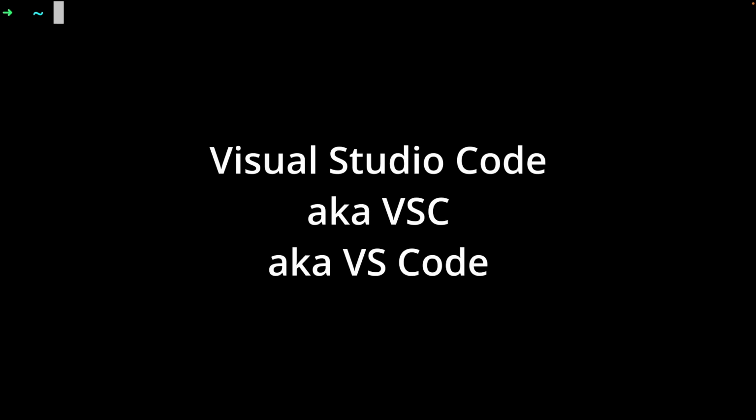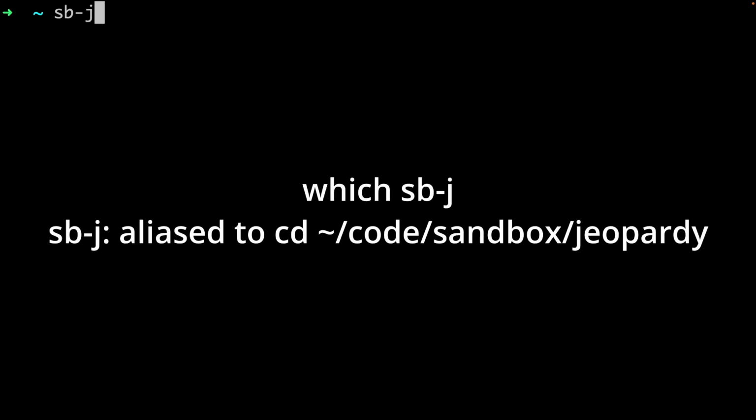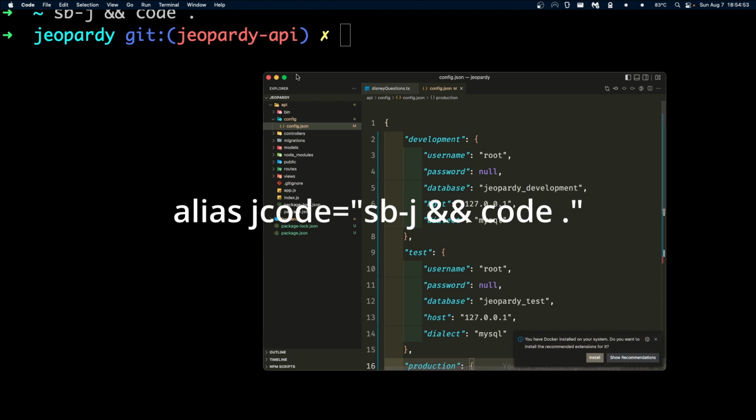If for whatever reason you start by opening your terminal first and navigating to your code, and your IDE of choice is Visual Studio Code, you can use this to jump into your code from the command line. SBJ is an alias from a previous video, but it is an alias to get into my Jeopardy directory. Now I'm ready to begin coding. Of course, you can make the above an alias or function as well.